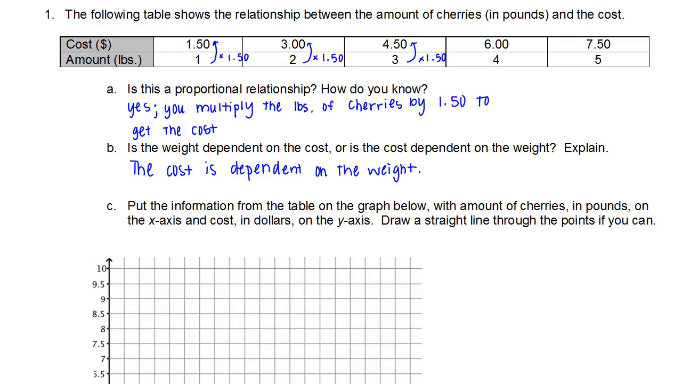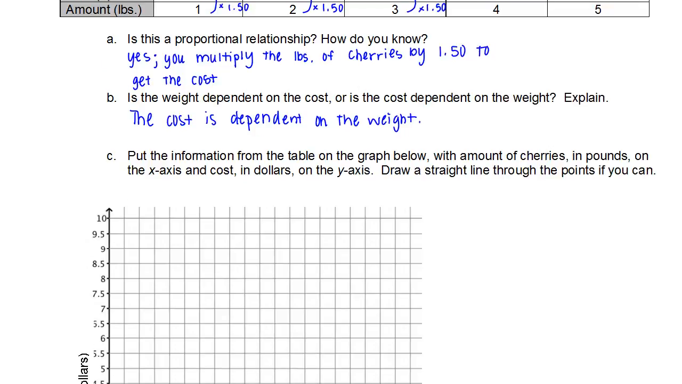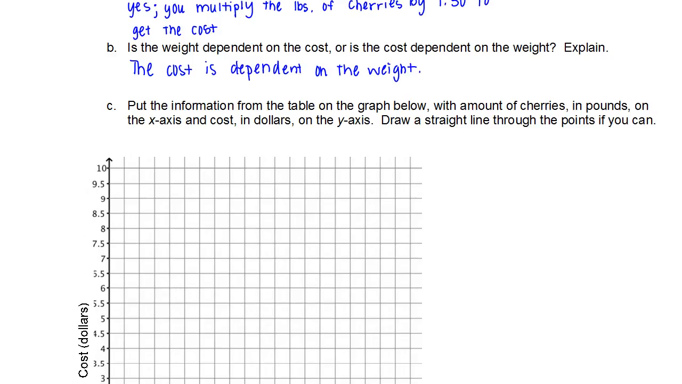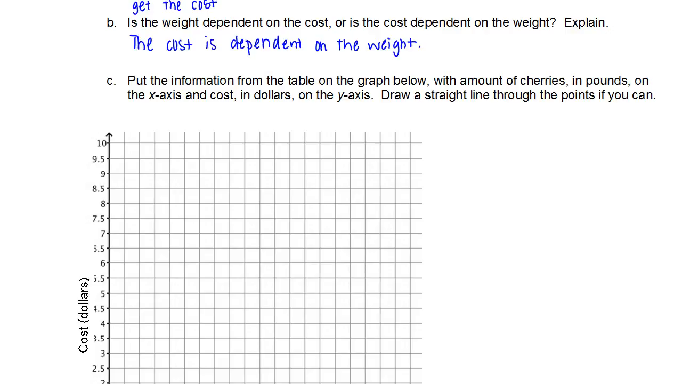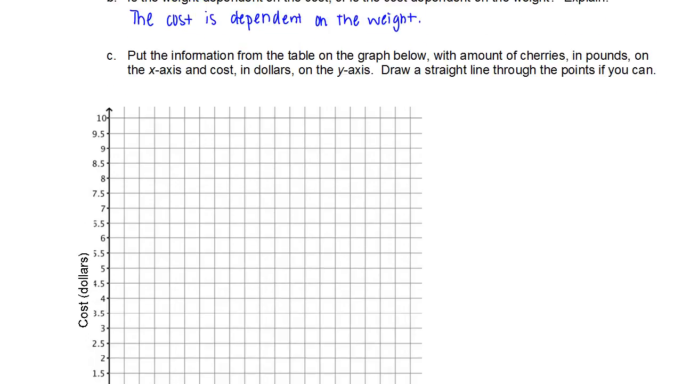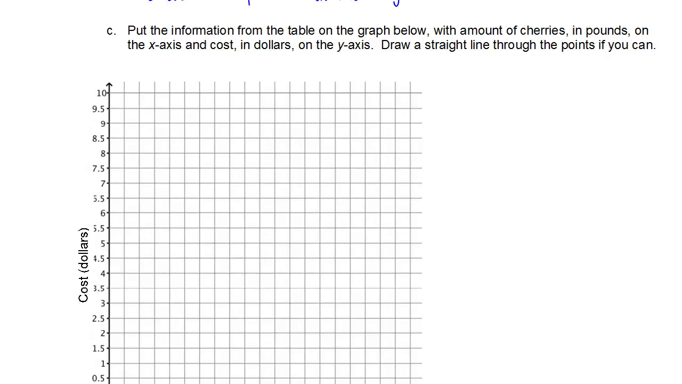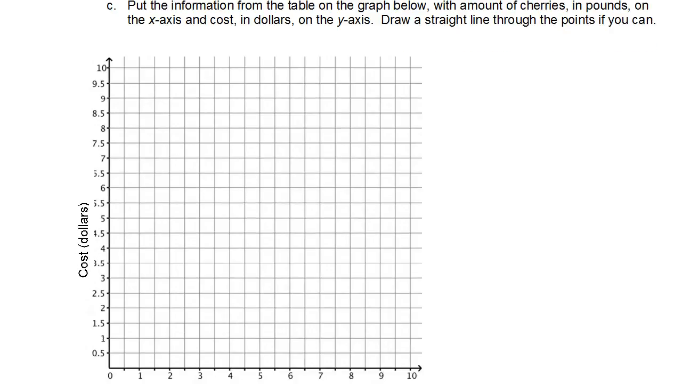For part C, they want us to put the information from the table on the graph below, and they ask us to put the amount of cherries in pounds on the x-axis and the cost in dollars on the y-axis. And then if we can draw a straight line through the points, we will do that. So I noticed that they have not labeled the axes, so I'm going to go ahead and do that just for practice. The more we see it, the faster we'll learn it. So over here, our horizontal axis will label X, and up here, our vertical axis, we will label Y.